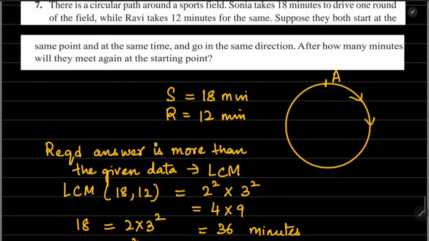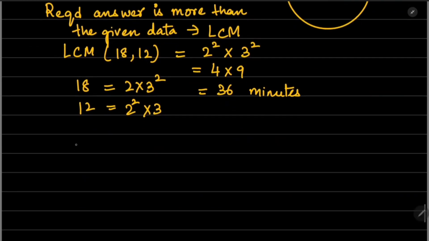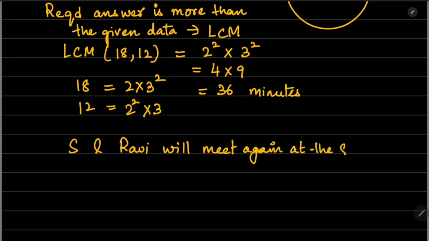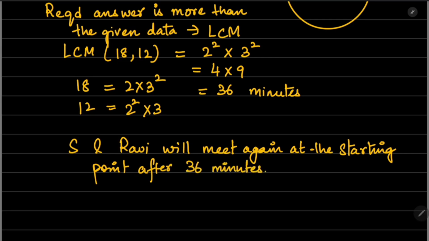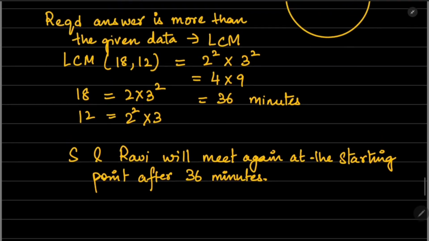So after how many minutes will they meet again? You have to write, Sonia and Ravi will meet again at the starting point after 36 minutes. That's your answer. So hope you understood.